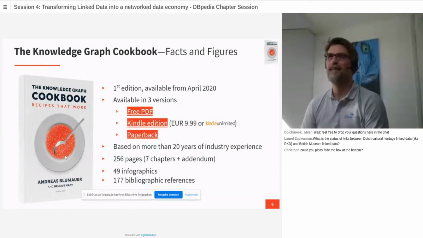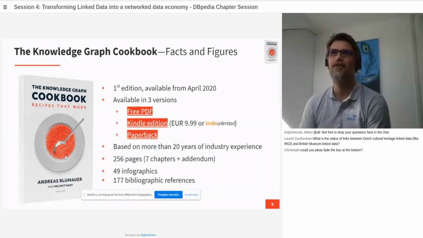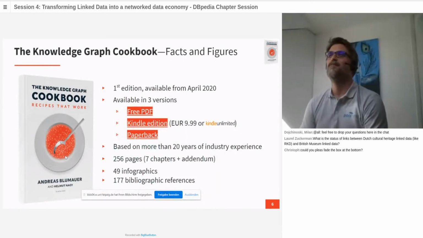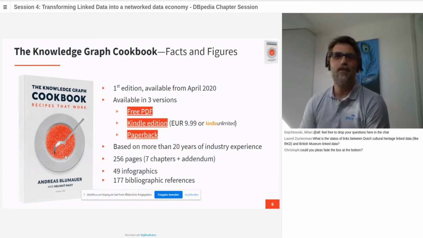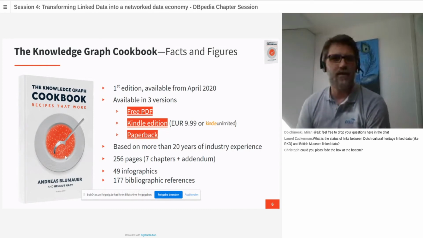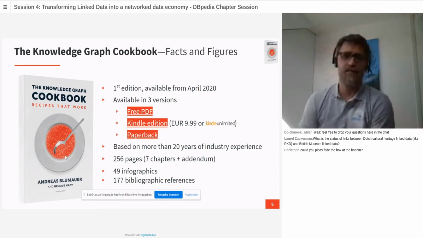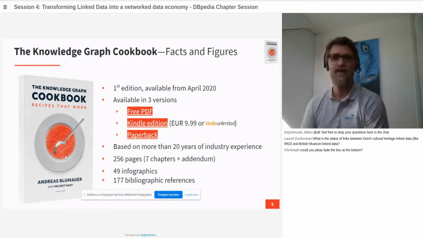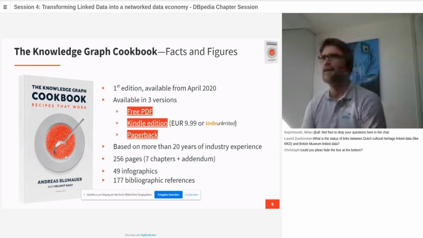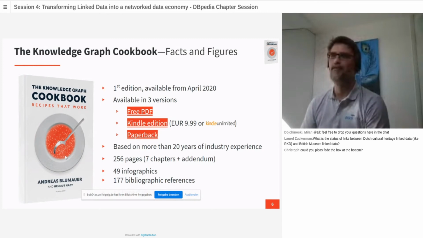So, already coming to an end, what is inside of this Knowledge Graph Cookbook? You see it's the first edition from April. I guess you will receive the slides, we will share them afterwards. You can download a free PDF following this link. There's a Kindle edition, there's even a paperback that you can order. As I said before, it's based on industry experience of our colleagues. It has around 250 pages, 49 infographics, and a lot of references.